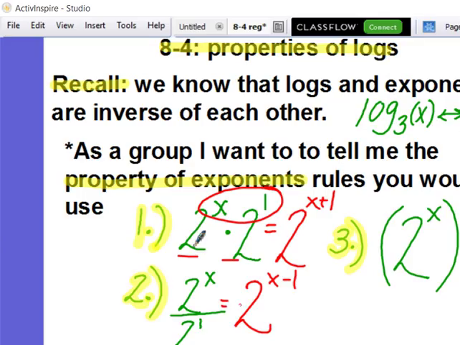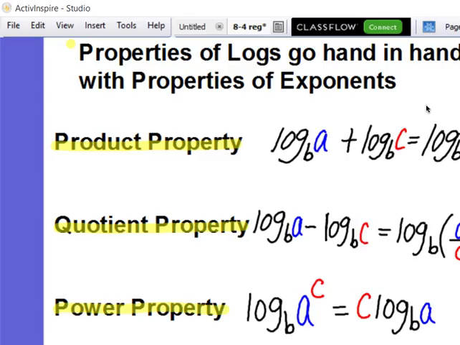And then right here, base 2 raised to the x raised to a power, and you multiply the powers. The base stays the same, so that'd be 2x. Very good. So those go hand in hand with properties of logarithms. Now, why is that true? Because remember, you can take an exponential and rewrite it as a log. You can take a log and rewrite it as an exponential. So if we know properties of exponents, we know properties of logarithms.